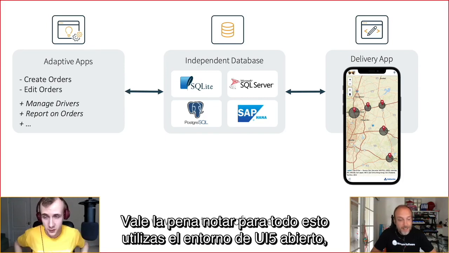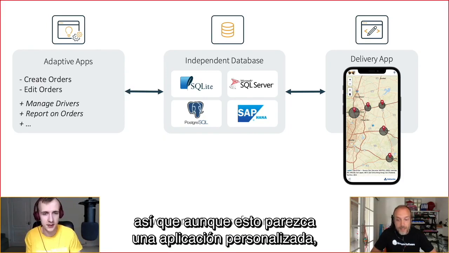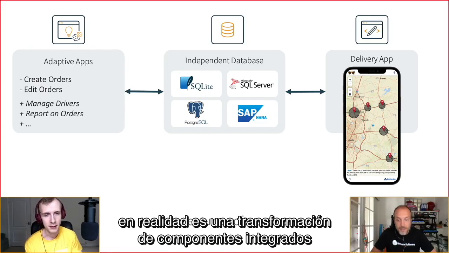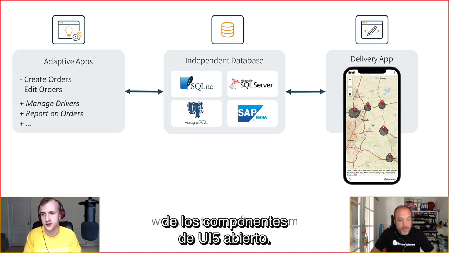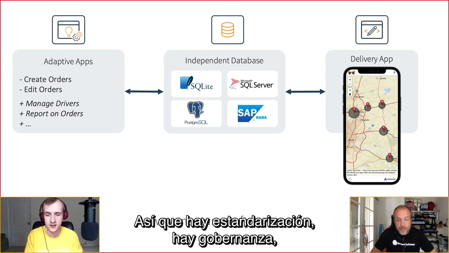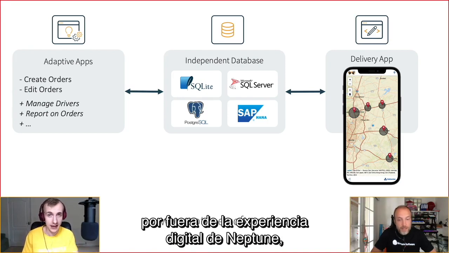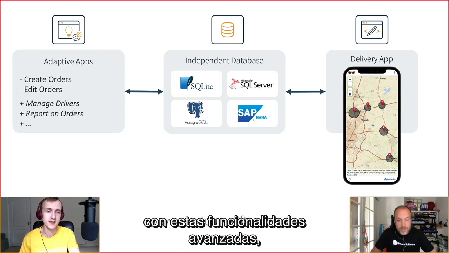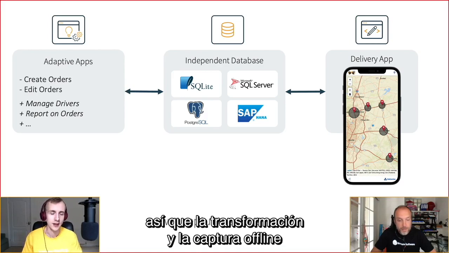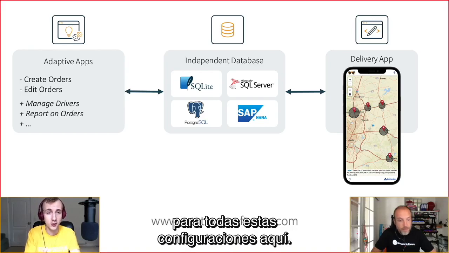It's worth noting as well, this is all using the OpenUI5 framework. So even though this looks like quite a custom application, it's actually just an integrated map component that's surrounded by all of these industry standard OpenUI5 components. So there's standardization, there's governance, there's a common user experience across all the apps that you can build out of the Neptune DXP, but you have the flexibility of being able to integrate with these advanced functionalities. So the mapping and the offline caching of the map data. That's not something we even dug into a lot today, but yeah, full offline capabilities still with this whole setup here.